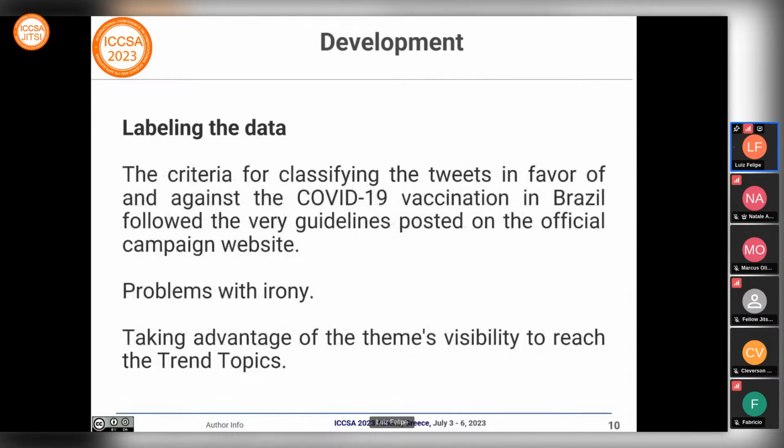The official campaign guidelines provided by the government were used for rating. There were problems in classifying posts with irony. Many posts take advantage of the visibility that the theme has gained, citing related words even without direct relation to the theme.